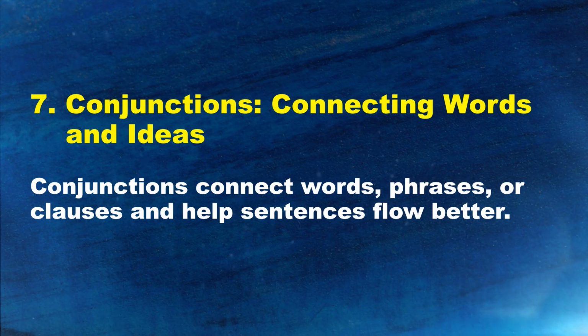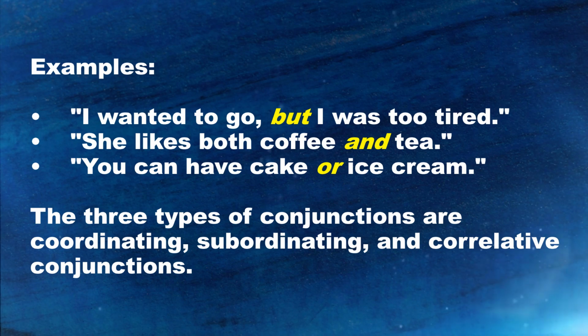7. Conjunctions, connecting words and ideas. Conjunctions connect words, phrases, or clauses and help sentences flow better. Examples: I wanted to go, but I was too tired. She likes both coffee and tea. You can have cake or ice cream. The 3 types of conjunctions are coordinating, subordinating, and correlative conjunctions.